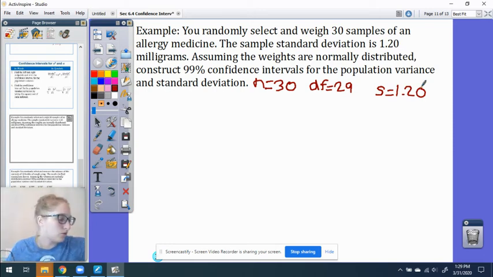Assuming these are normally distributed, construct a 99% confidence interval. Okay, so the first thing that I have to do is I have to deal with this 99% confidence to find my two critical values, okay?